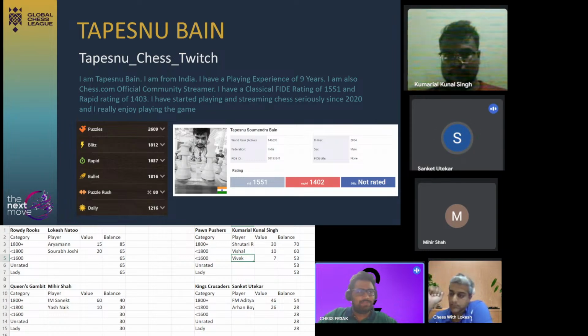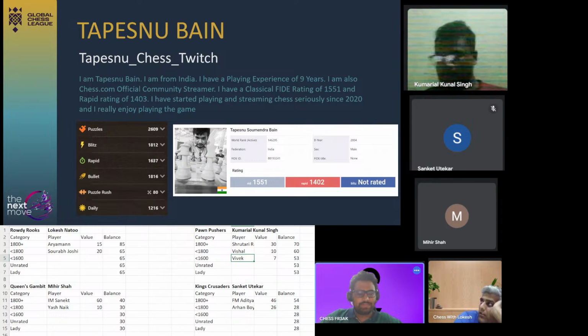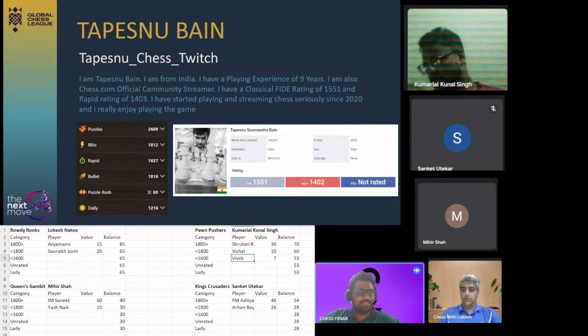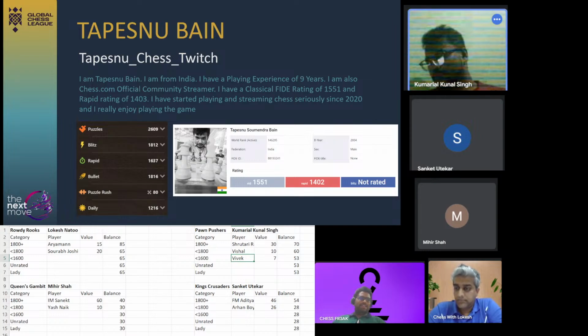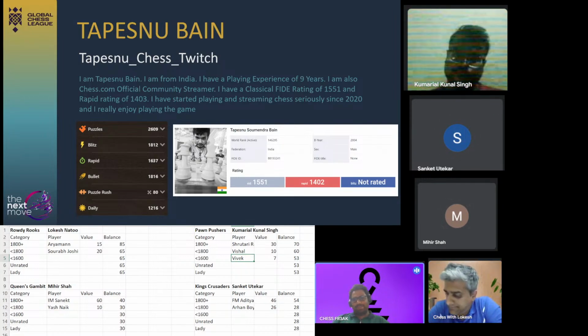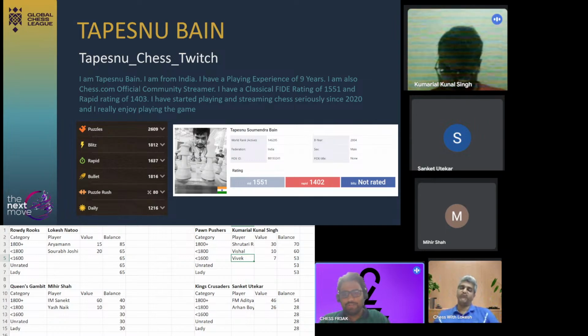Lokesh Natu says 11. He's put his hand up. 11 points to Lokesh Natu and Rowdy Rooks. 12 points immediately to the Kings Crusaders, Tapesnu Bain. Do we see any bids for Tapesnu? 12 points going once to the Kings Crusaders. Going twice. And Lokesh Natu goes 13 points. Tapesnu Bain, 13 points going once to Lokesh.